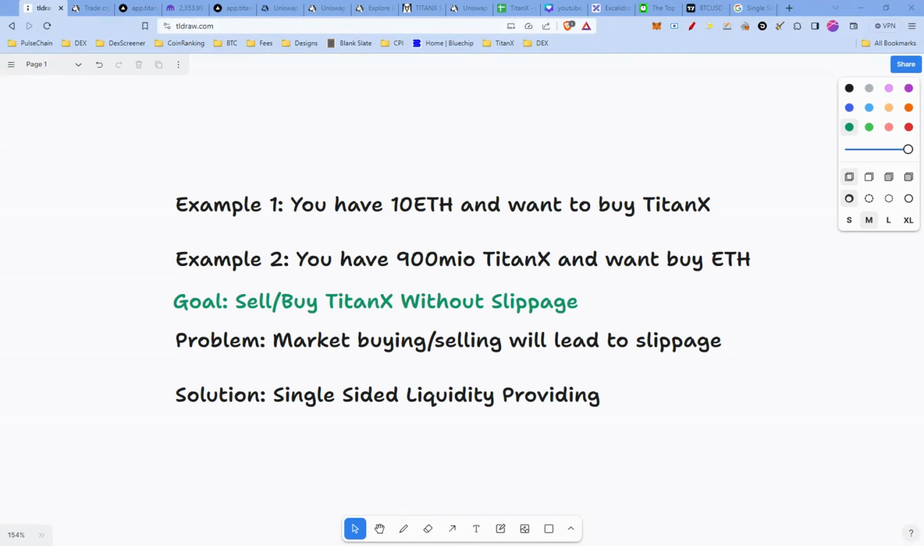Two examples. Number one, let's say you have 10 ETH and you want to buy TitanX. And then example number two, you have 900 million TitanX and you want to buy ETH. So the goal is to sell or buy TitanX without slippage. What is the problem? When you market buy or market sell, it will lead to slippage. And the solution is single-sided liquidity providing.